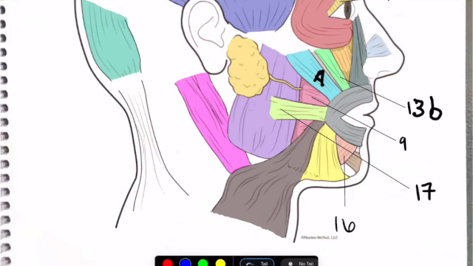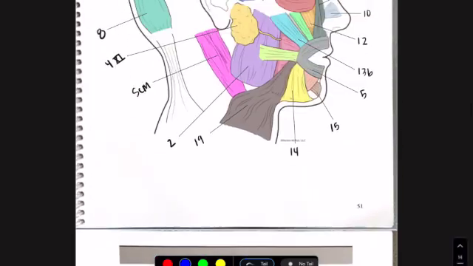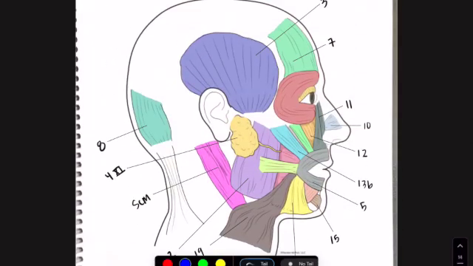Number 17 in green right here, this is risorius. It helps with smiling, so it assists with number 13. 18, it's not on here. We'll have to draw this in.